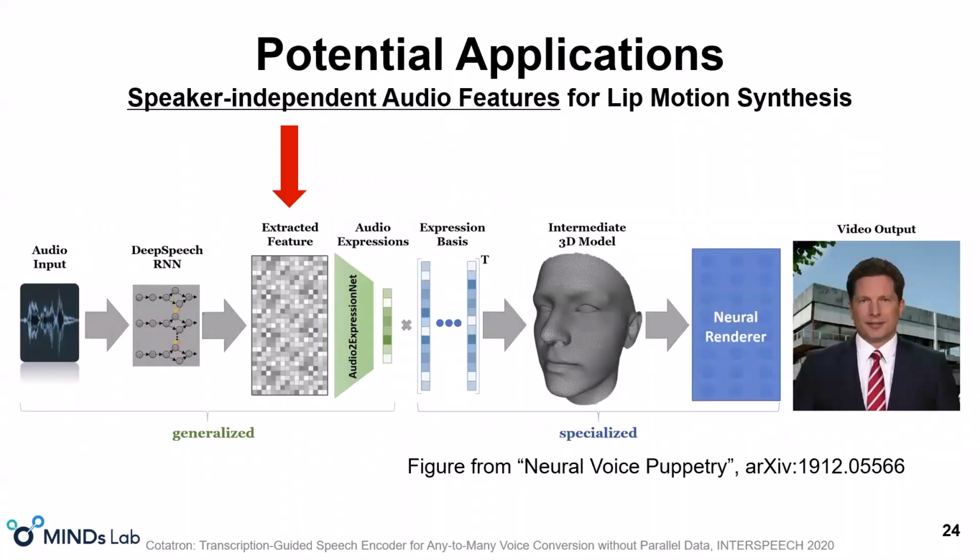Another potential application of Kotatron is lip motion synthesis. Most of the lip motion synthesis models, like the one shown here, rely on the audio features extracted from an ASR model. We think that the Kotatron features will be better at this, since Kotatron can receive text as an input to provide richer linguistic features.